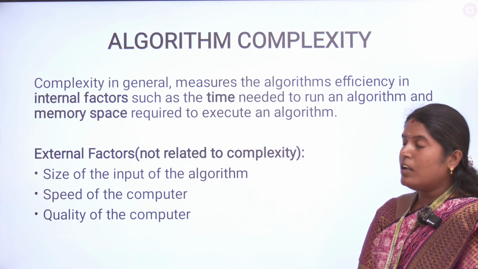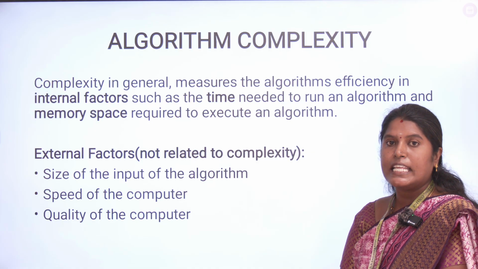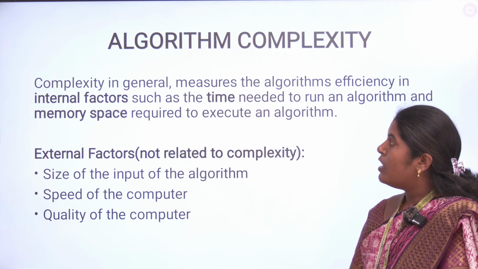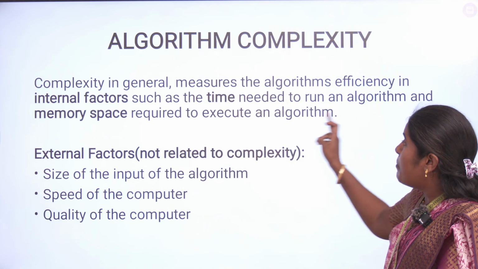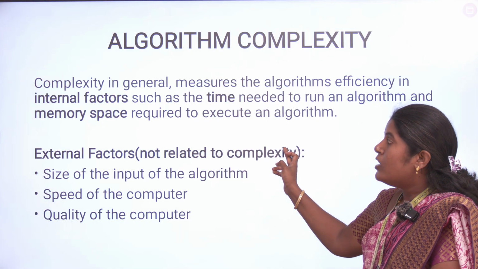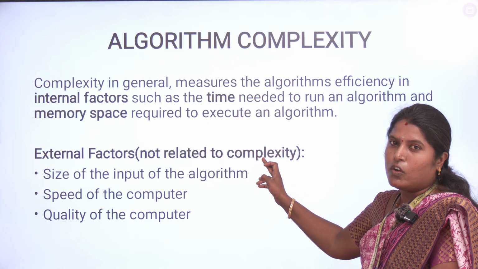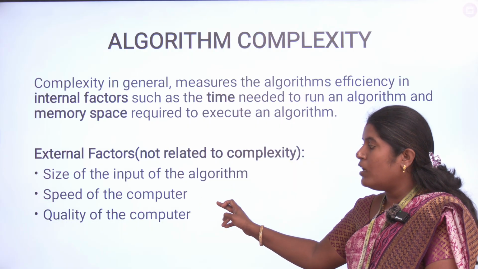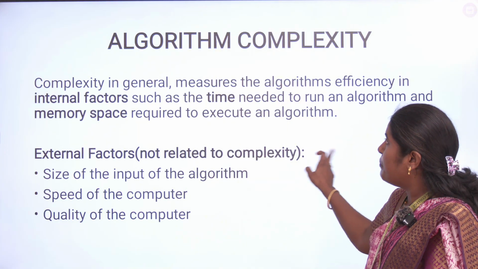As I told you earlier, complexity in general measures the algorithm's efficiency by considering the internal factors such as the time complexity and the space complexity. The time needed to run an algorithm is called time complexity, and the memory space required to execute an algorithm is called space complexity. Apart from the internal factors, some external factors are also considered, but they are not related to complexity. They are the size of the input of the algorithm, speed of the computer and quality of the computer. These also determine the efficient writing of an algorithm.